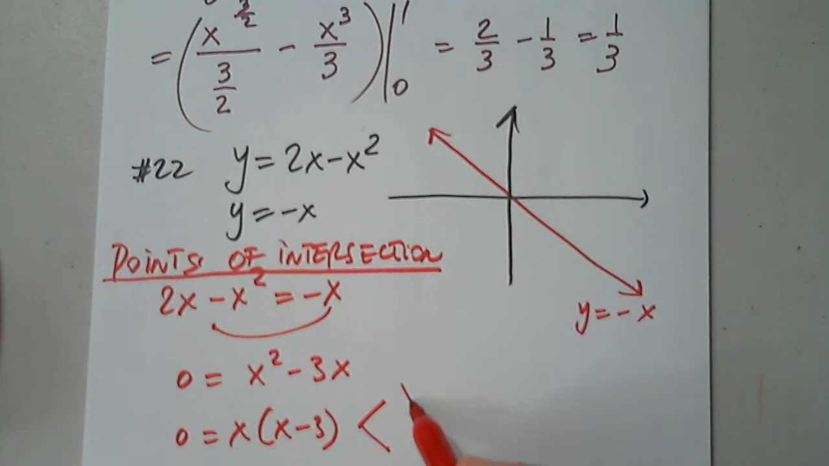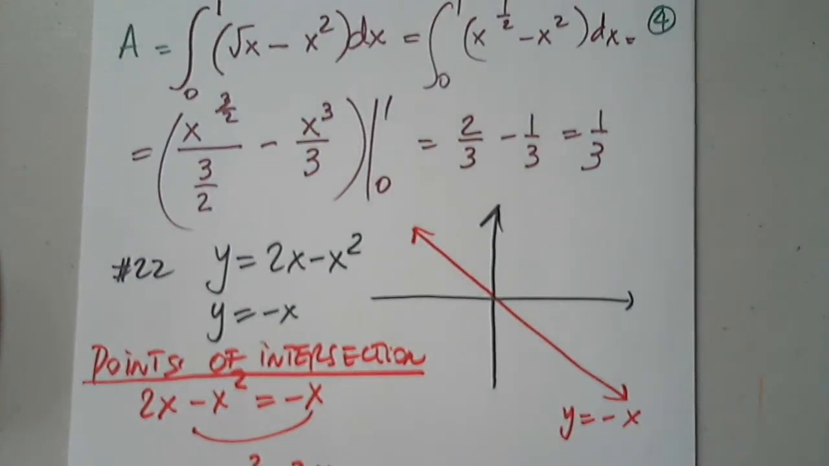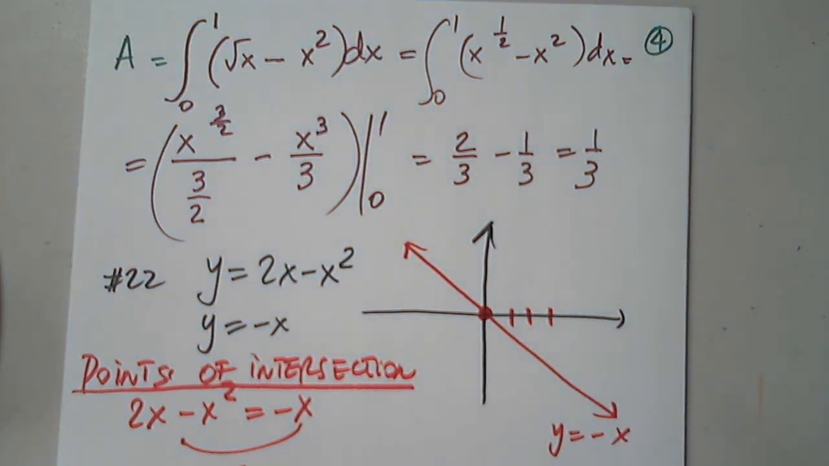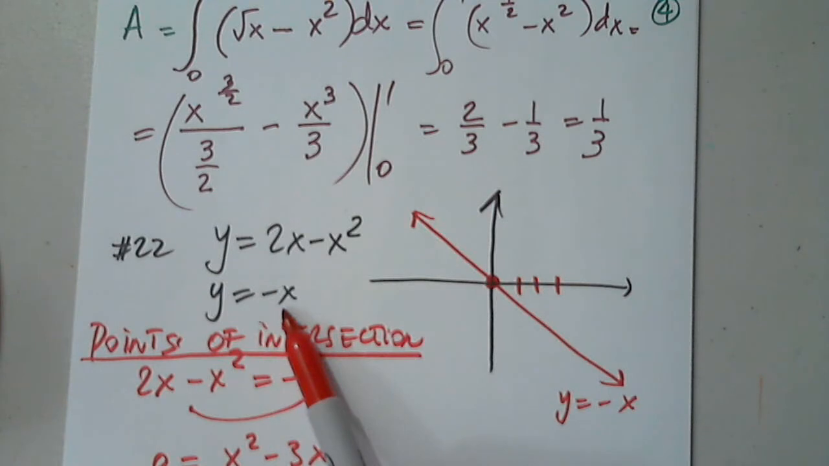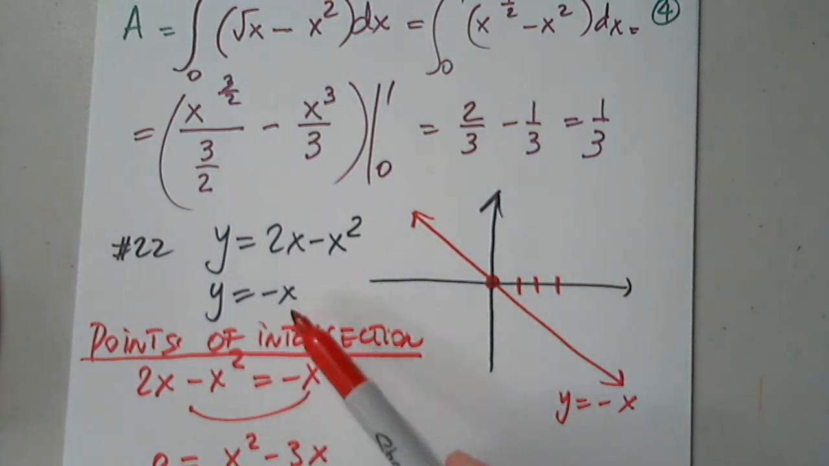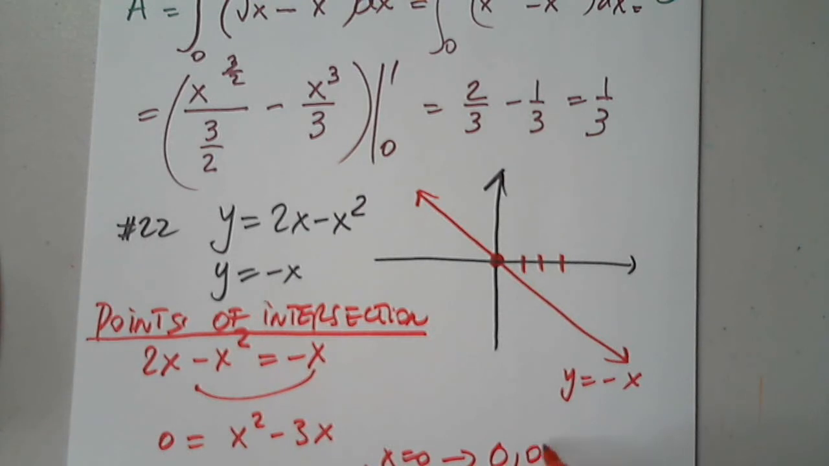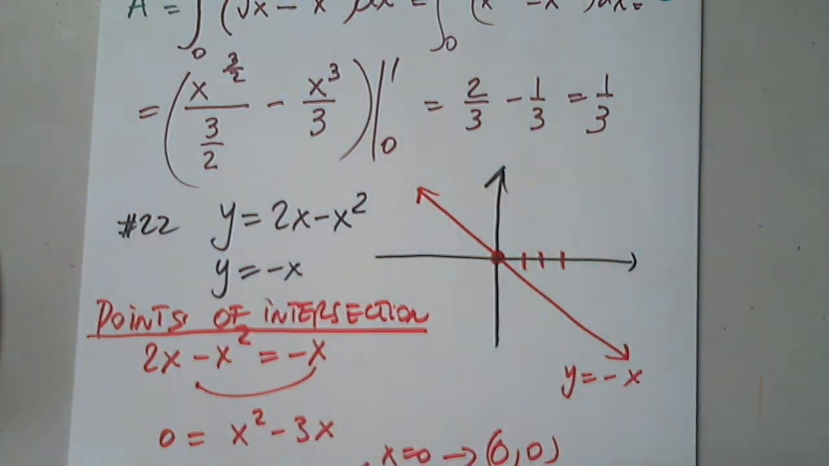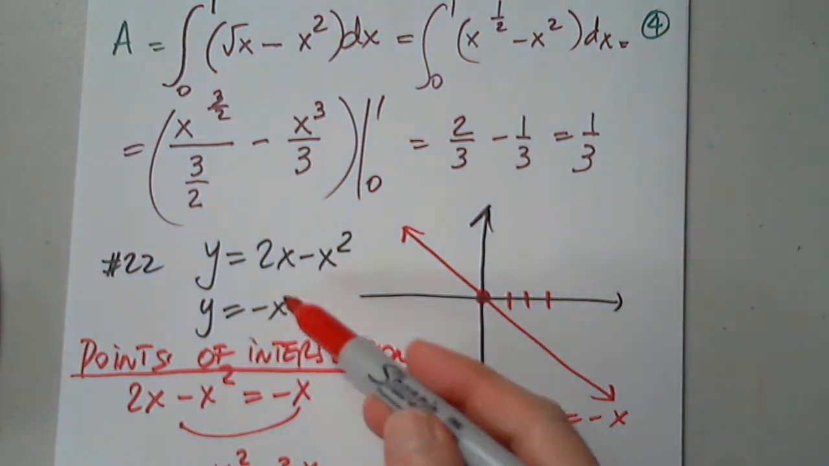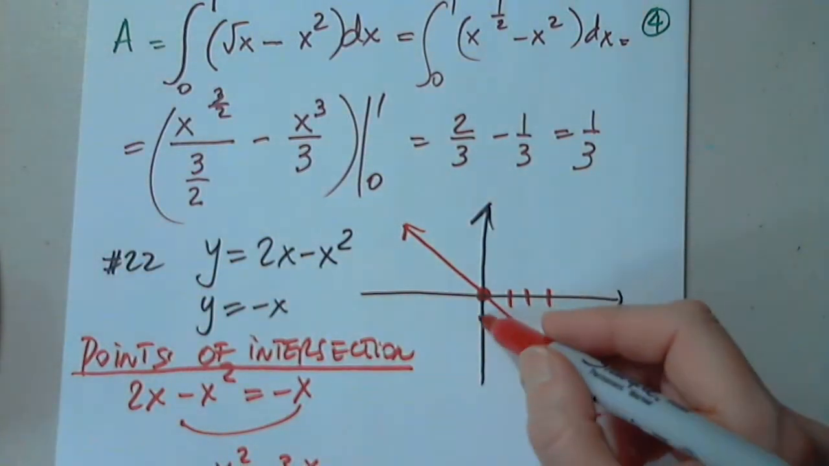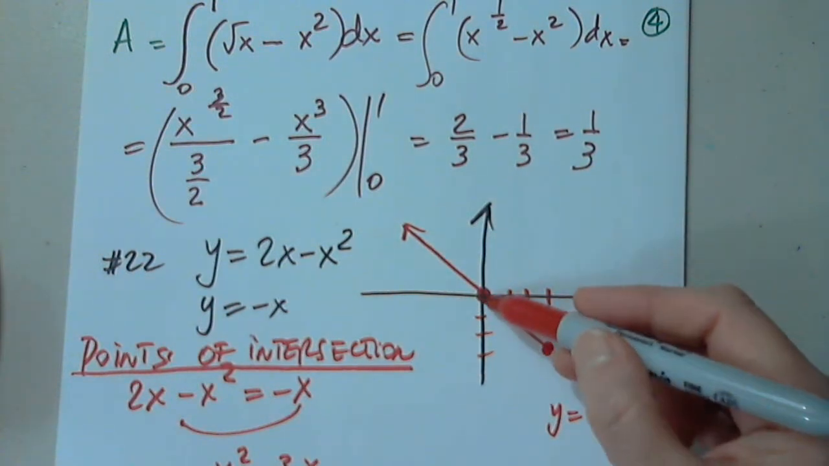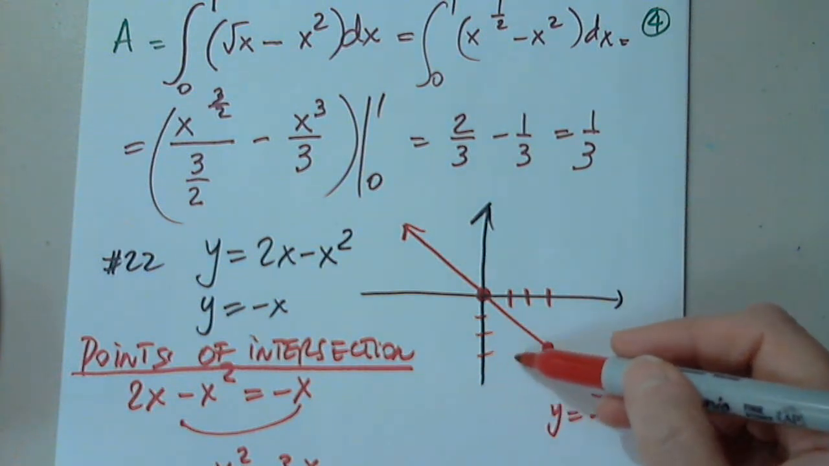So I have two solutions. X equals 0 and x equals 3. So the two graphs will have to intersect here when x equals 0, because y is 0, right? When x is 0, y is 0. So the point is 0, comma 0. And when x is 3, y is negative 3. 3, comma negative 3. So the two graphs have to intersect at 0, 0, and 3, negative 3.